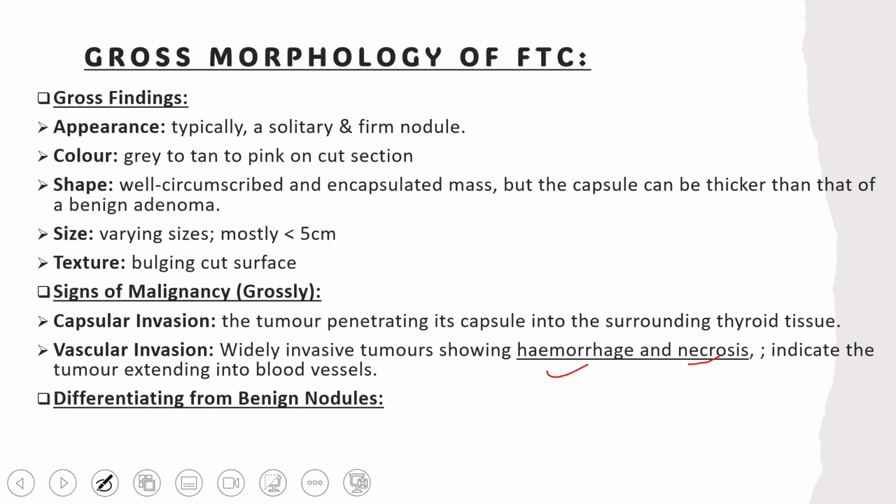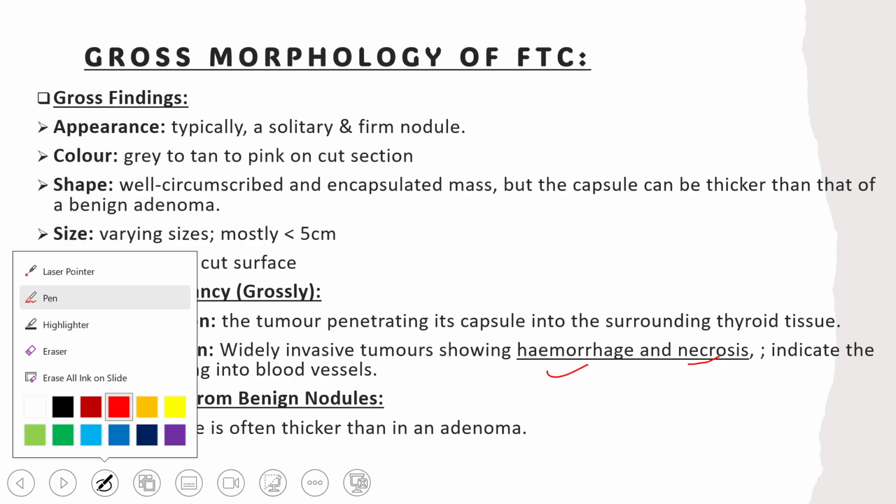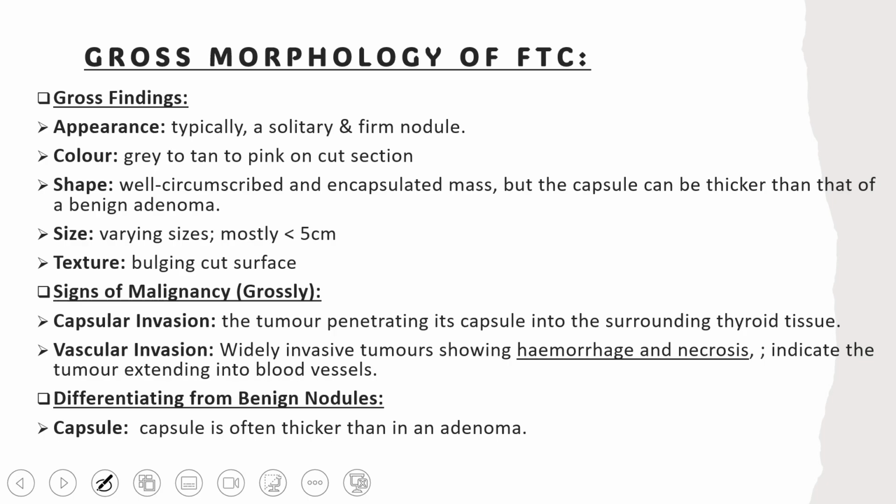Next is differentiating. What features will differentiate this carcinoma from the benign nodules? Generally, in the benign adenoma, the capsule which encapsulates the nodule will be thin. But in case of malignancies, or in case of this follicular thyroid carcinoma, the capsule will become thicker and thicker, and this is the most distinguishing feature of follicular thyroid adenoma and follicular thyroid carcinoma.